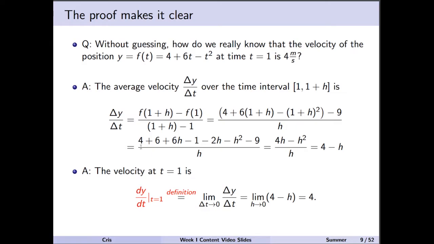And we do the algebra in the numerator. We get 4 plus 6 plus 6h minus, well, what's the square of this? Minus 1 minus 2h minus h squared. And we still have our minus 9 here. 4 plus 6 minus 1 minus 9 is 0. There's no constant term. 6 minus 2h is 4h, and we have our minus h squared here. And we're always happy at this point in the computation because everything that does not have an h in it cancels. And so we get to cancel an h from both terms, and we end up with delta y over delta t is just 4 minus h.